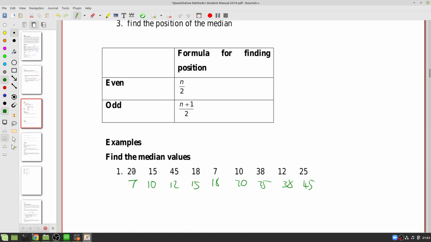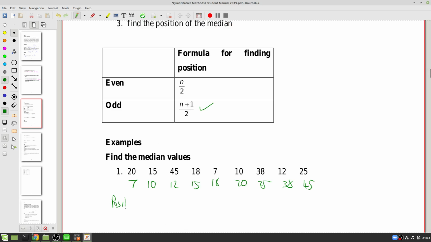How many values are there? 1, 2, 3, 4, 5, 6, 7, 8, 9. Right, let's just count again to make sure. 1, 2, 3, 4, 5, 6, 7, 8, 9. Okay, 9 values, so that's odd. We're going to be using that formula to find the position.